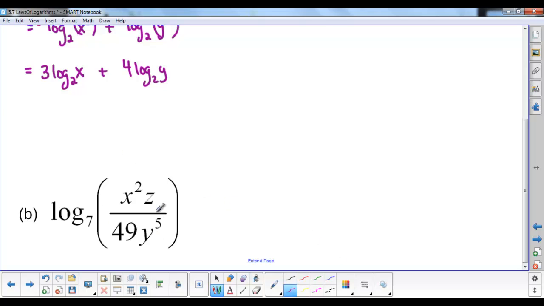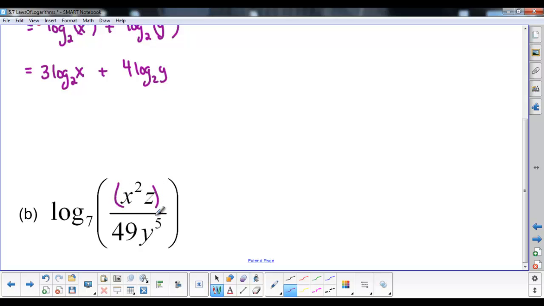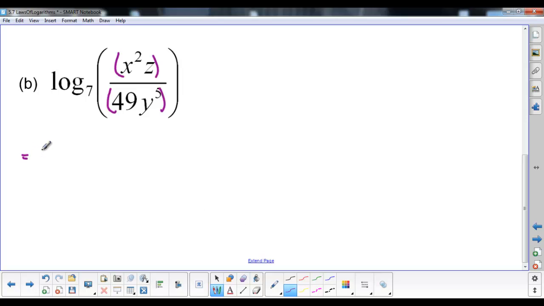So taking a look at the argument, I see division. So I'm going to take the numerator and I'm going to divide by the denominator. So that tells me I can subtract 2 logs with the same base, log base 7 of x squared z, minus log base 7 of 49 y to the power of 5. Now you'll notice that inside each one of these arguments, we actually can split it up even further because we have x squared multiplied by z, and we have 49 multiplied by y to the power of 5.